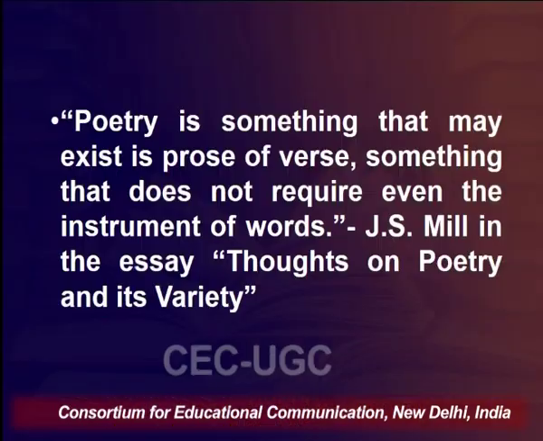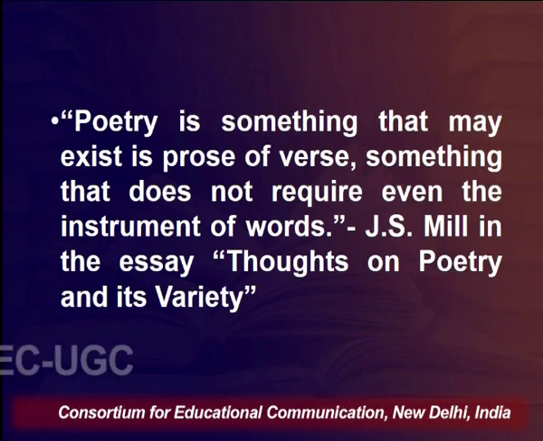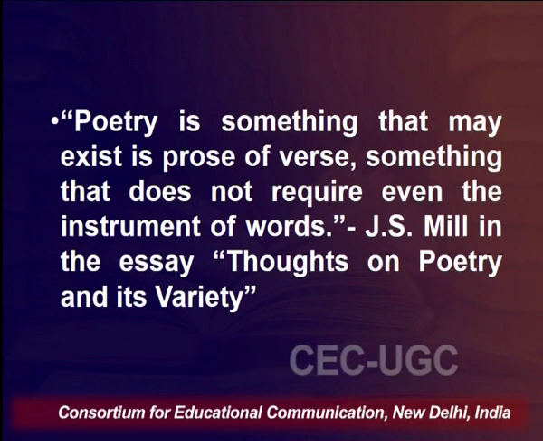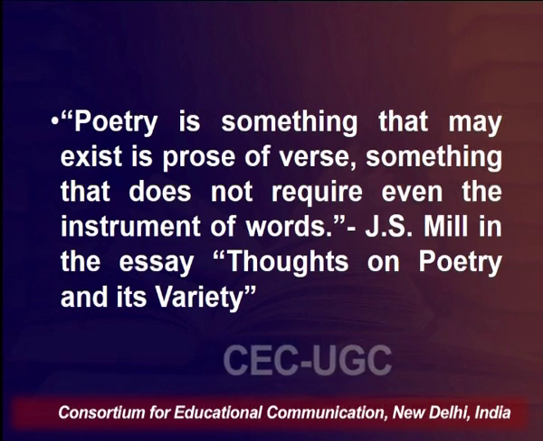The first thing that he says is, quote, poetry is something that may exist in prose or verse, something that does not require even the instrument of words, unquote. Let's read this again because it is saying a bit more than what we might immediately gather. So he says poetry is something that may exist in prose or verse, something that does not require even the instrument of words. What is the first thing that Mill is doing? He is establishing the fact that poetry can be seen in prose as well as verse. Verse meaning a poem, right? So poetry can be a part of prose or fiction or non-fiction, and it can also be a part of verse, right? So automatically, which means what?